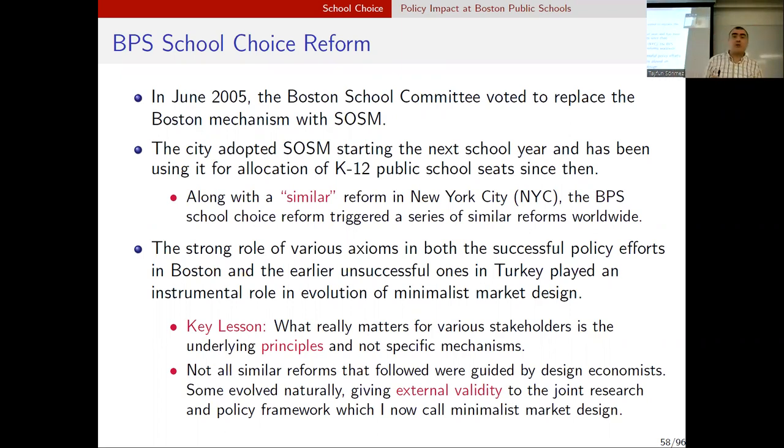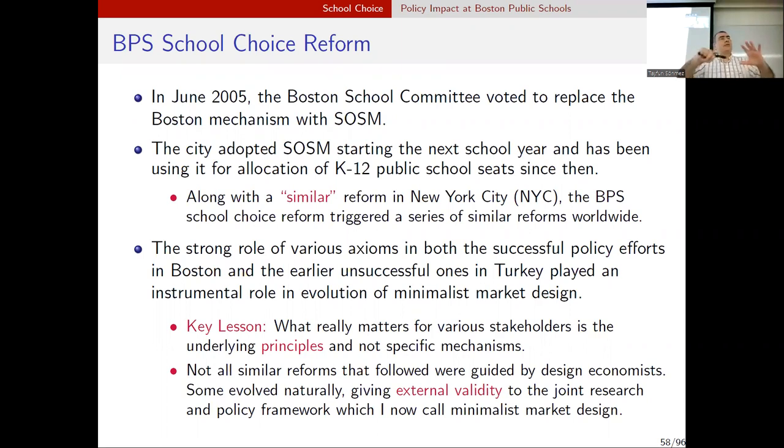The BPS school choice reform triggered a series of similar reforms worldwide later on. So the strong role of various axioms in both successful policy efforts in Boston and the earlier unsuccessful ones in Turkey played an instrumental role in the evolution of minimalist market design. And the key lesson that I learned was what really matters for various stakeholders is the underlying principles and not specific mechanisms. Mechanisms are just too complicated. And that's the appeal of the axiomatic approach.